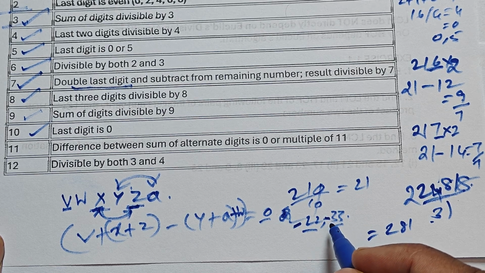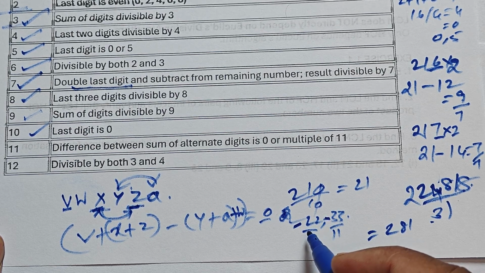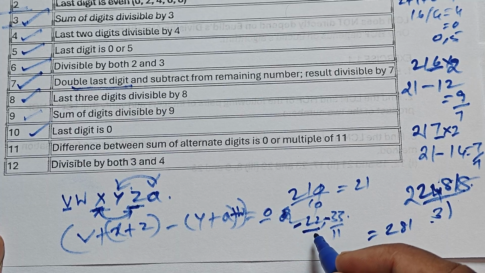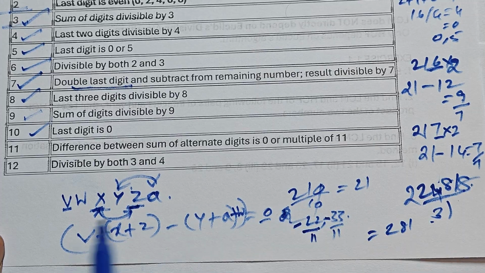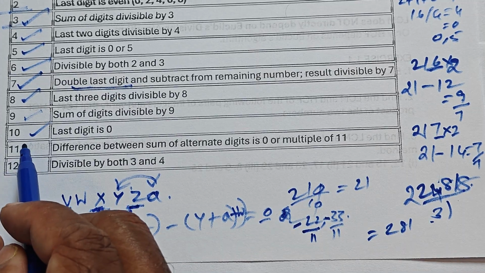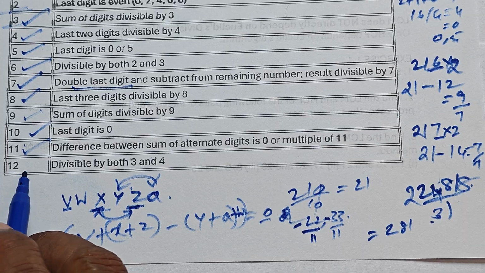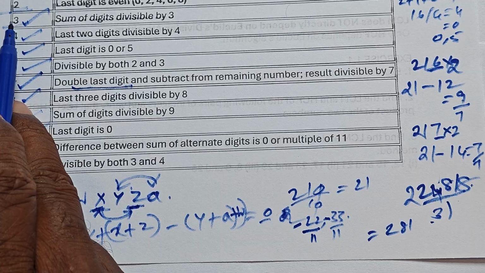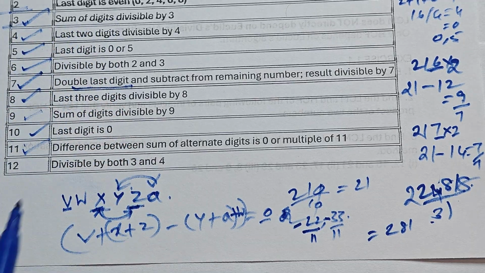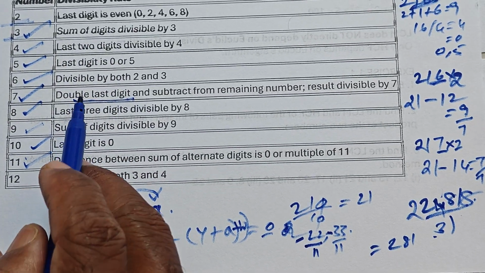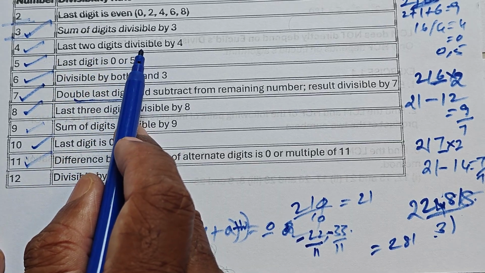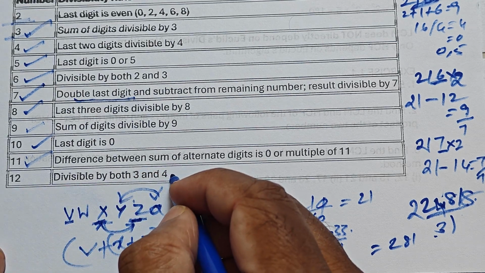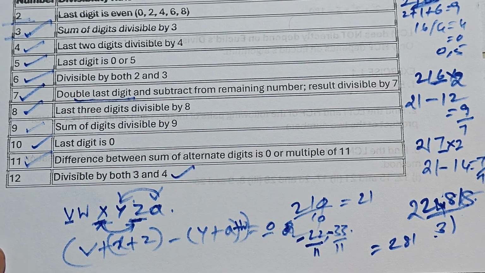Here, whether it is divisible by 11 or not, that's all we need to know. We don't worry about whether it is a positive number or negative number. If it is divisible by 11, then the total number is divisible by 11. And for 12, the number is divisible by both 3 and 4. For 3, we know that the sum of digits is divisible by 3. And for 4, what we know? The last two digits of the given number should be divisible by 4. If both conditions are satisfied, then the given number is divisible by 12.